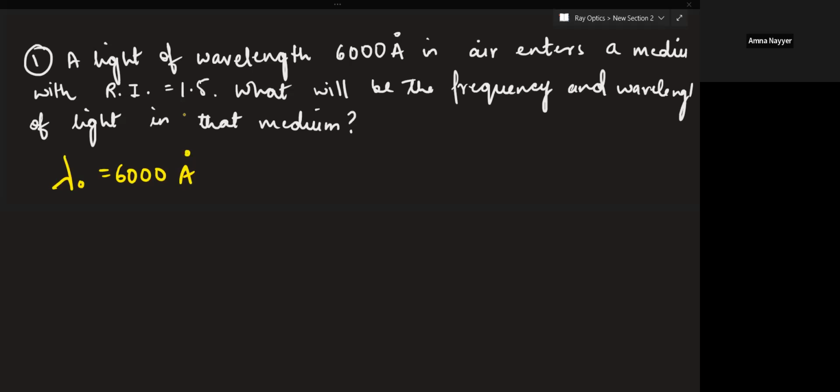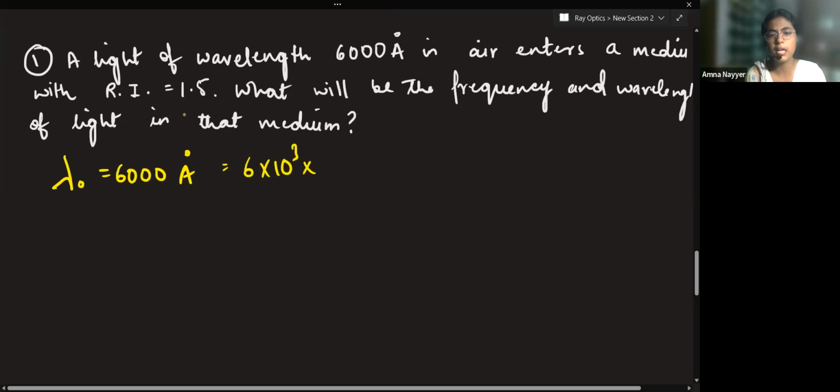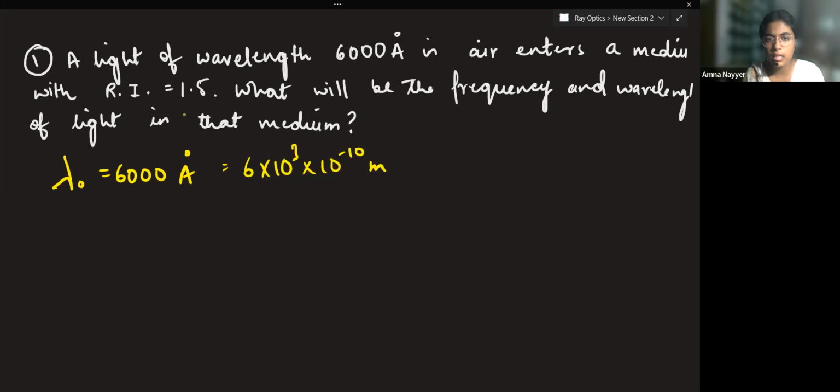So we'll convert this. That becomes 6 into 10 to the power 3 into 10 to the power minus 10 meters. This is conversion of angstrom. 1 angstrom is equal to 10 to the power minus 10 meters. This is wavelength given, that is 6 into 10 to the power minus 7 meters. Refractive index is given 1.5. What will be the frequency and wavelength of light in that medium?